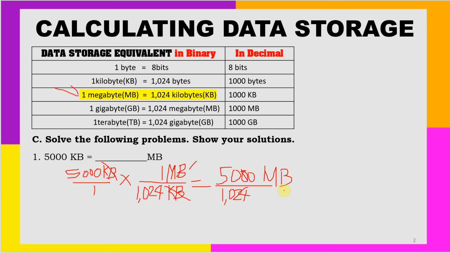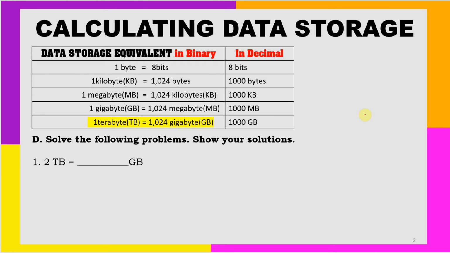Megabytes means million bytes. So in this case, you're going to divide 5,000 by 1,024. So the answer is 4.88, and the unit of measurement is megabytes. Okay, so that means 5,000 kilobytes is equal to 4.88 megabytes. That is in binary. Okay, binary equivalent. So if you are told to compute for the value in decimal, use this equivalence in the decimal table here.